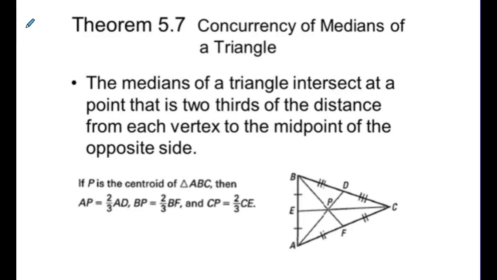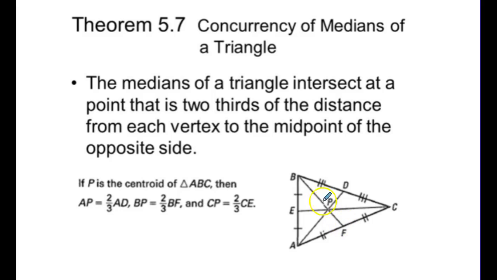The last theorem in this lesson, concurrency of medians of a triangle, says the medians of a triangle intersect at a point that is 2/3 of the distance from each vertex to the midpoint of the opposite side. Okay, so using this example, if we have triangle ABC, if we look at AD, this is a median of this triangle. It goes from vertex A to the midpoint of the opposite side. So this is a median.